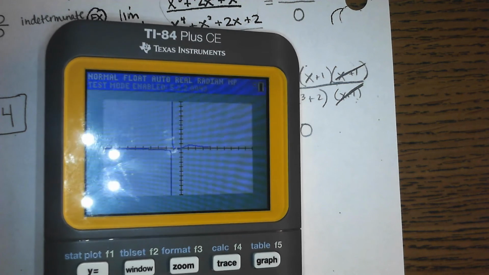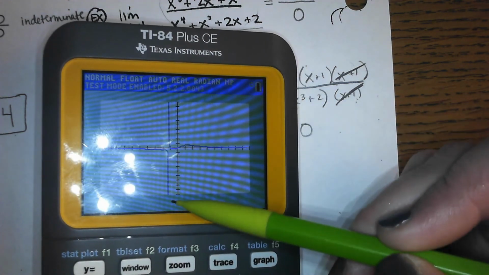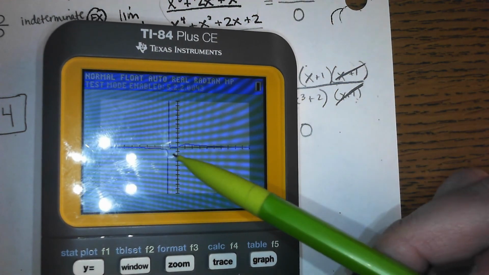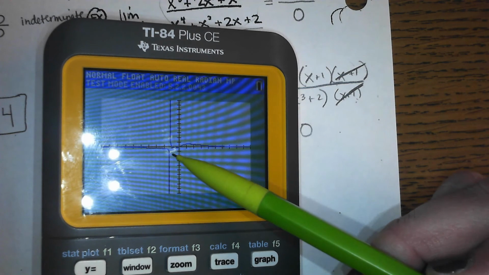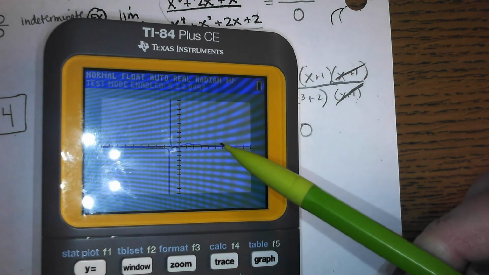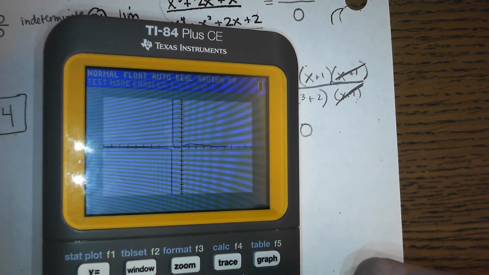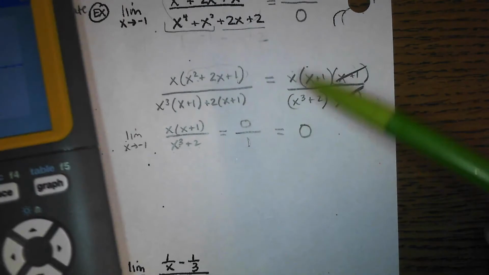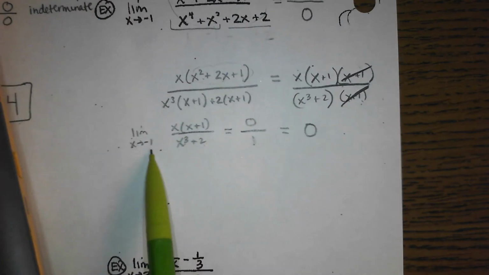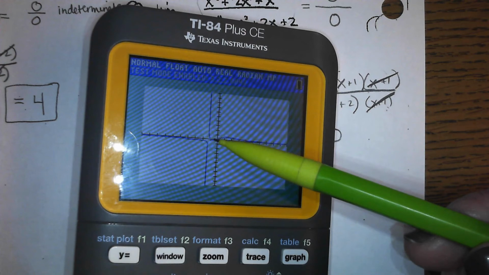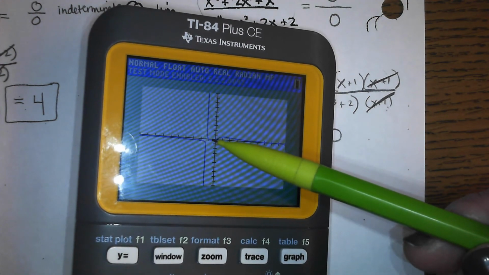So there's where our crazy vertical asymptote is. You see your horizontal asymptote guiding end behavior, but it does look like it came down a little bit and then went back up and then started coming down towards the horizontal asymptote. So that's a little tricky. And if you were trying to find the limit as you approach -1, -1 is somewhere around here.